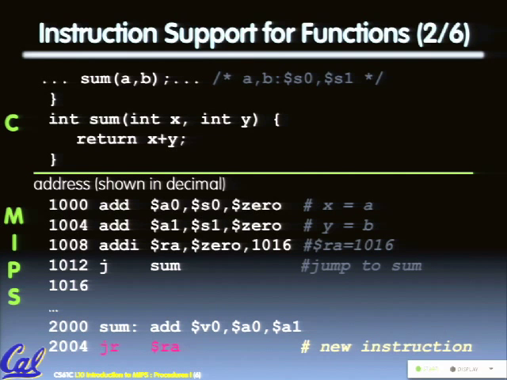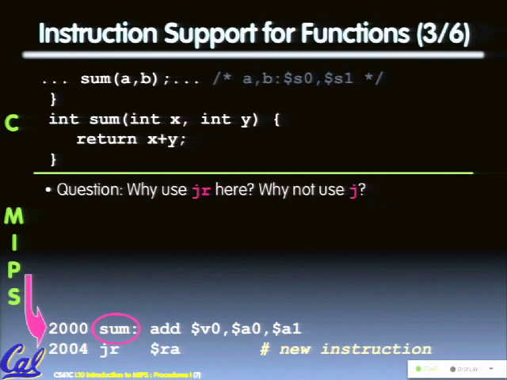You don't know where it's returning to. Yeah, because you don't know where it's returning to. You want sum to be able to be called from different places. It's like gosub and return. You go back to wherever you were, right? So already you see some good engineering here where JR is better than J because now I can call sum from different places, right? Okay, so that's good. Question two, that's the answer.